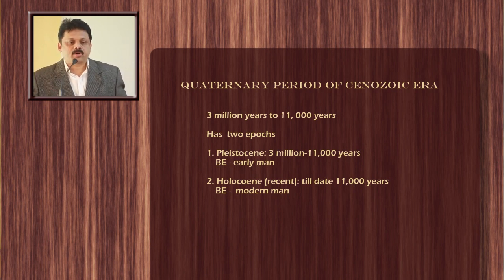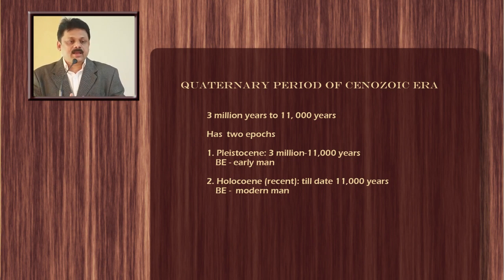The Pleistocene epoch is from 3 million to 11,000 years before present, and the Pleistocene epoch saw the origin of the early man. So man has appeared, though the solar system is about 5,000 million or 5 billion years old, only 3 million years before present. Okay, so that is the early man.